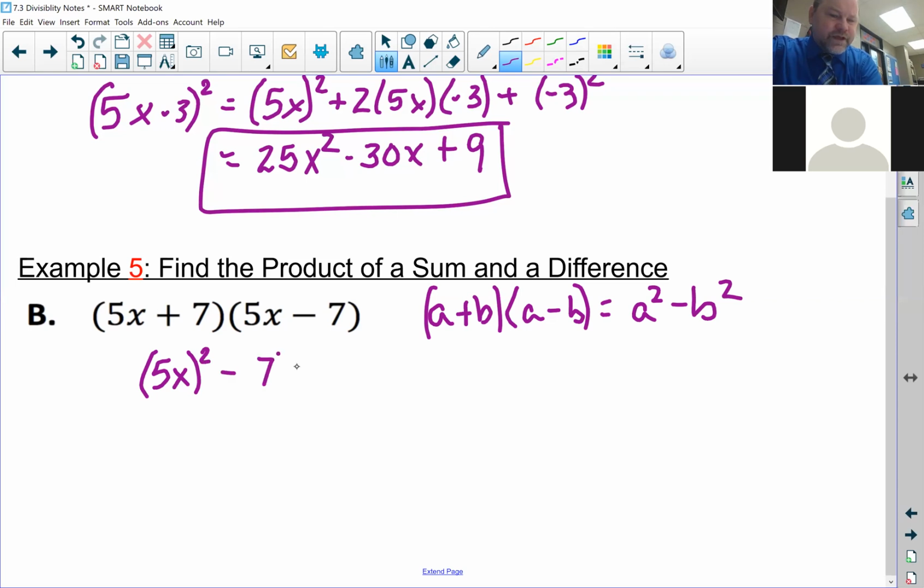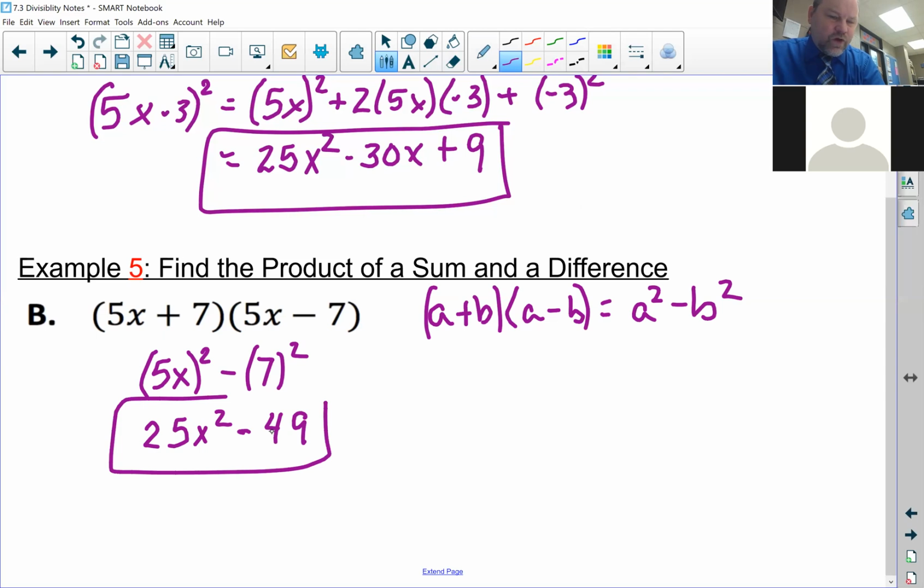So in this case, a is 5x, b is 7. So we get 5x times 5x is 25x squared. 7 times 7 is 49. And that will always have a subtraction in between.